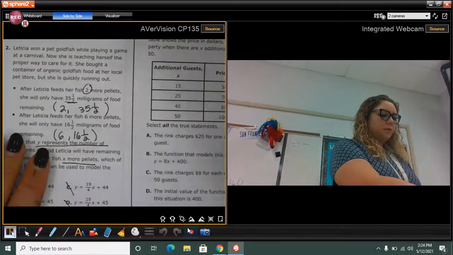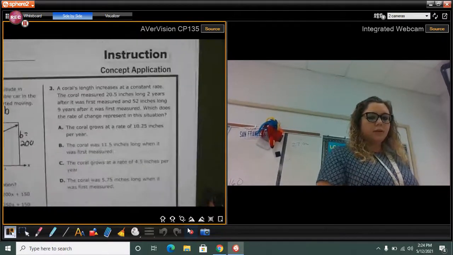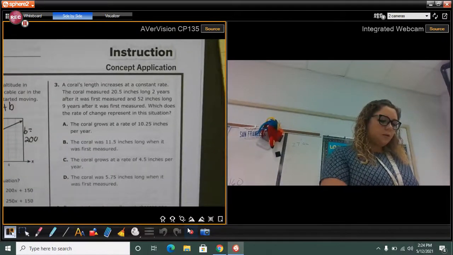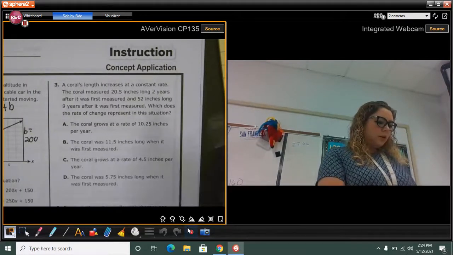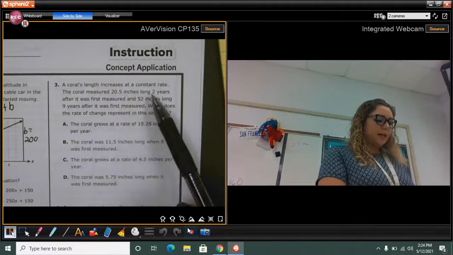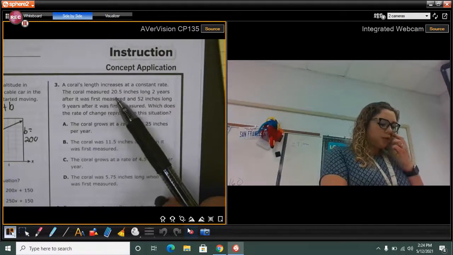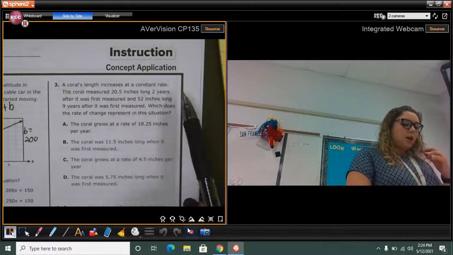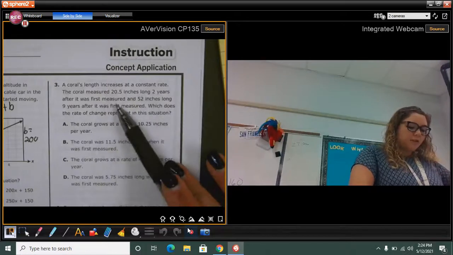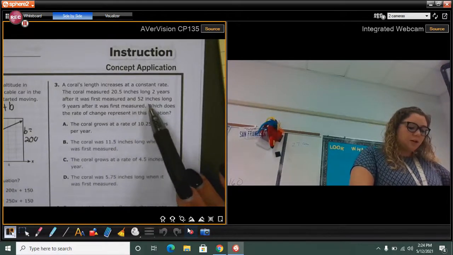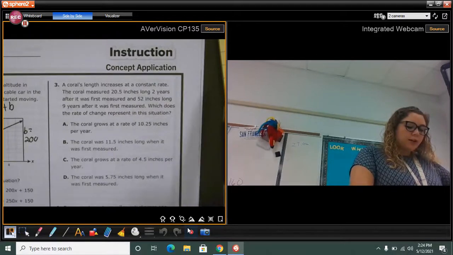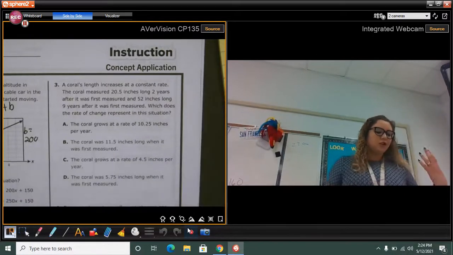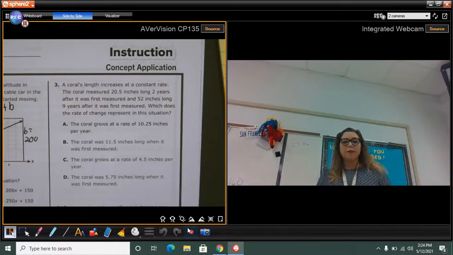Let's look at this one up here. A coral's length increases at a constant rate. The coral measured 20.5 inches long 2 years after it was first measured and 52 inches long 9 years after it was first measured. Which does the rate of change represent in this situation? So we need to find the slope. However, we can't find the slope until I have my points.